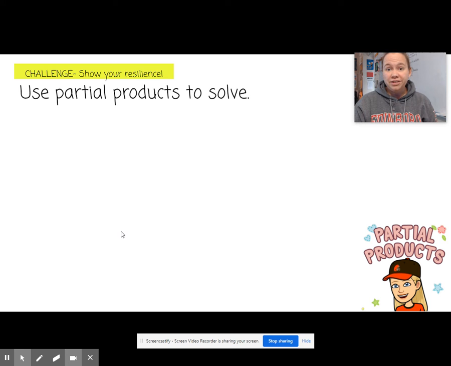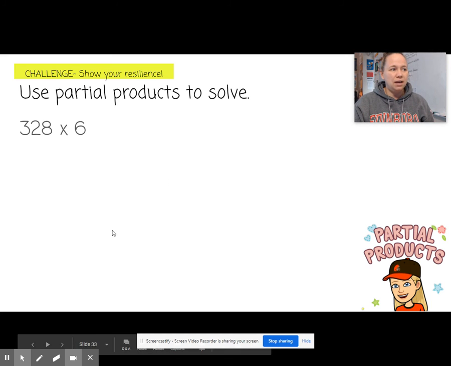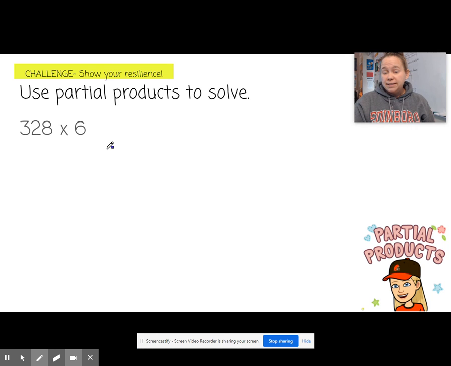All right, you want to try a challenge? Show your resilience. We can do this. Let's try, whoa, 328 times 6. Oh, we got this. 328 times 6. Well, remember, I'm going to break it apart into expanded form.